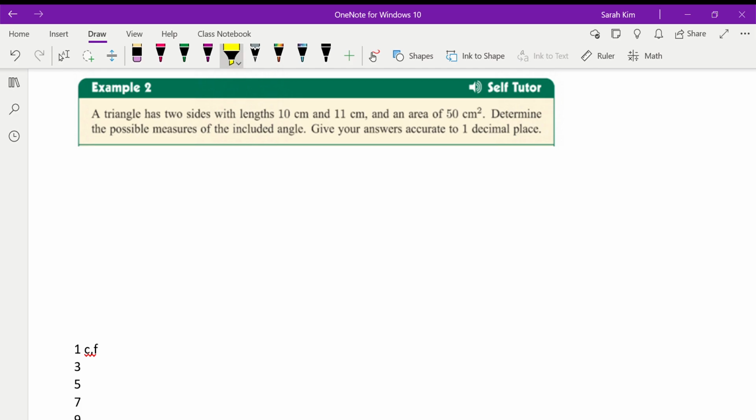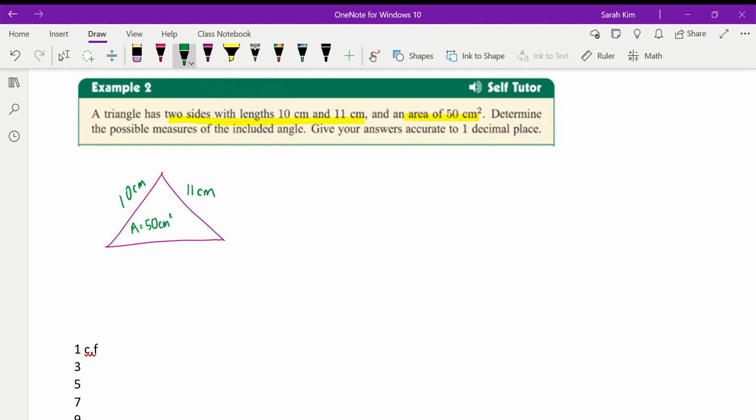Alright, with example 2, you just have to make sure you draw a diagram first to understand what's going on. So let me draw a triangle. A triangle has two sides with lengths 10 and 11 centimeters. So this one can be 10 centimeters, this one can be 11 centimeters. And it has an area of 50 centimeters squared.